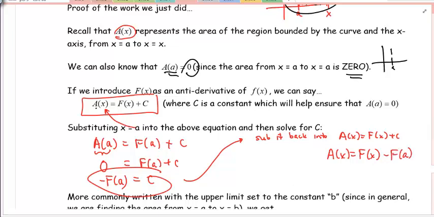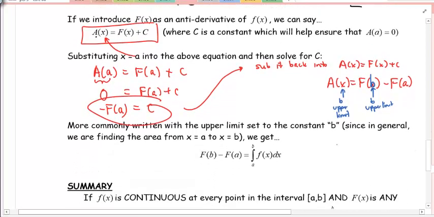And more commonly, sometimes instead of using x, they'll say, hey, this is b, your upper limit. And that's why we can rewrite this with b as your upper limit as well, and then get F of b minus F of a. So more commonly written with the upper limit set to b, you really have the following. This integral from a to b of f of x dx is just equal to capital F of b minus F of a. And once again, this is called the definite integral. And this F, of course, capital F is the antiderivative.